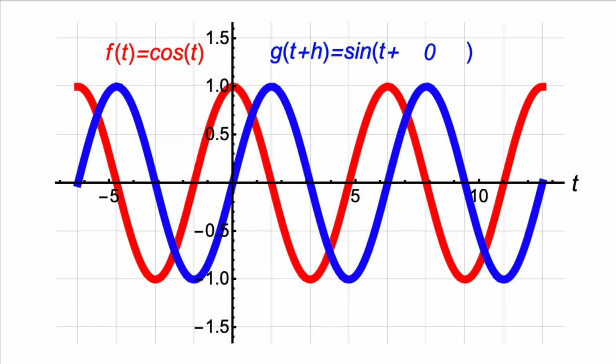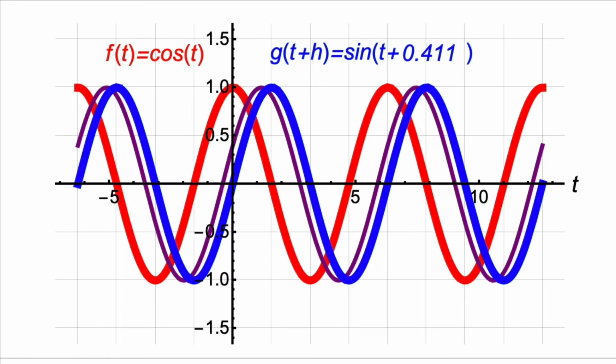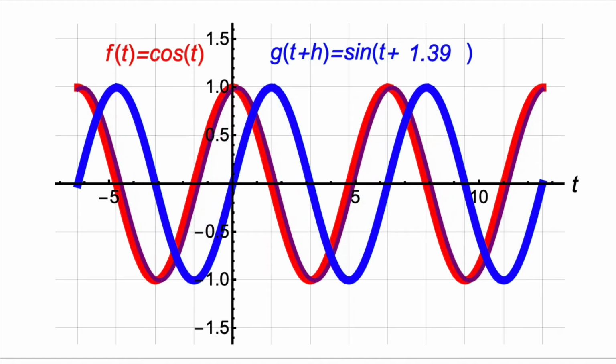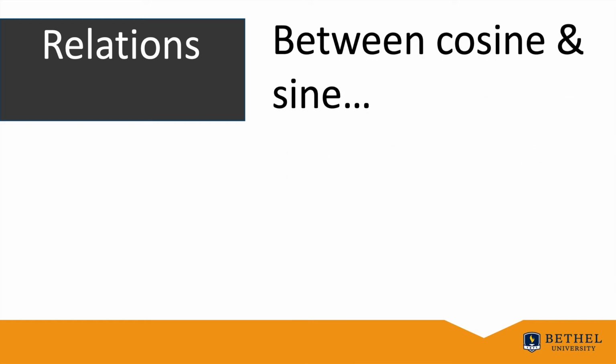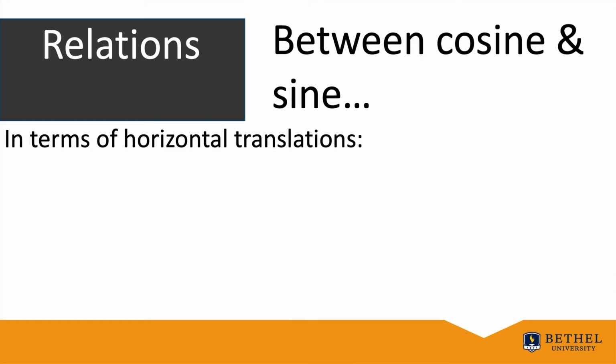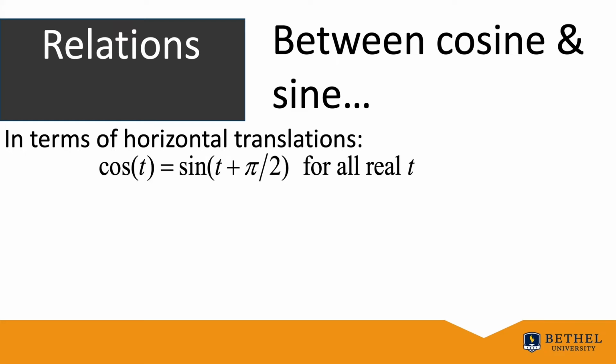You may or may not have noticed this before, but the graphs of cosine and sine are related to each other. If you take the graph of sine in blue and translate it to the left by pi over 2 units, you get the graph of cosine in red. Once again, how are these relations between cosine and sine expressed symbolically? We need to think again in terms of horizontal translations. Cosine of t equals sine of t plus pi over 2 for all real t, because translating the graph of sine to the left by pi over 2 units gave the graph of cosine.